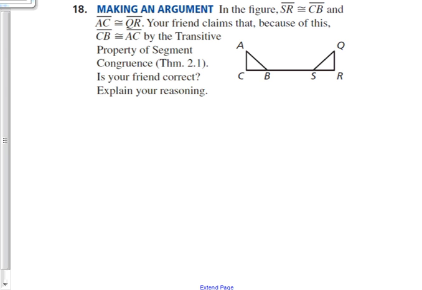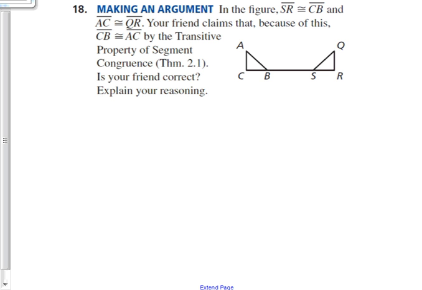Your friend claims that, because of this, segment CB is congruent to segment AC by the transitive property of segment congruence, which is just the transitive property. So it says, is your friend correct? And if not, explain your reasoning. What do you think? So let's go ahead and I'm going to rewrite the statements that we know.